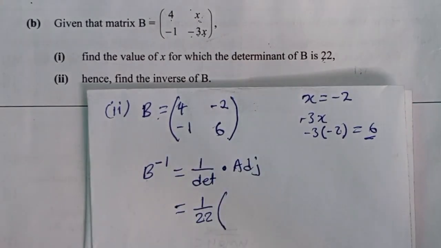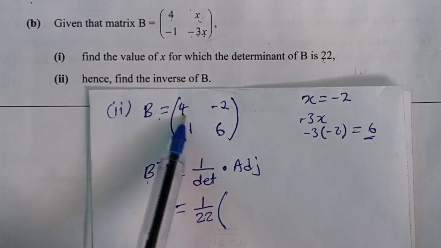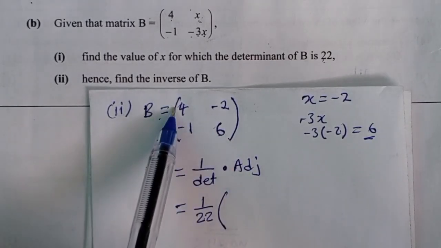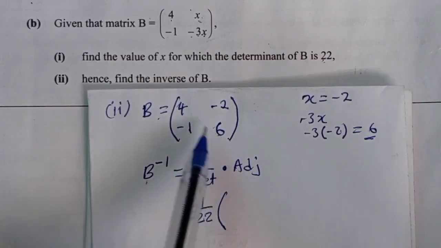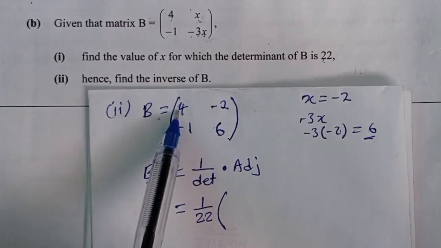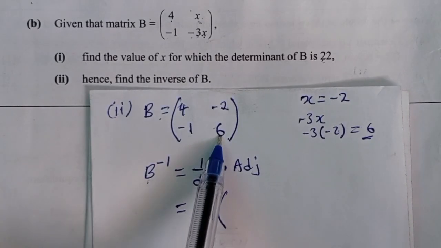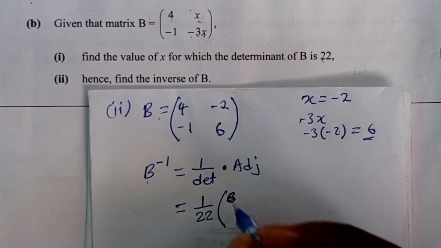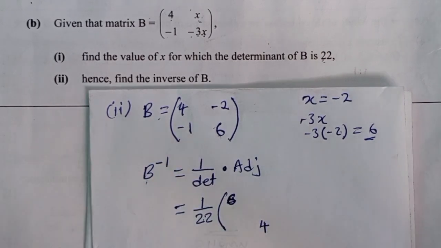So how do we find the adjoint of matrix B? To find the adjoint of matrix B, you need to swap the major diagonal. So 6 goes here where 4 is, and 4 goes here where 6 is. So you need to swap. 6, then 4 comes there. That is what we are going to do with the major diagonal.